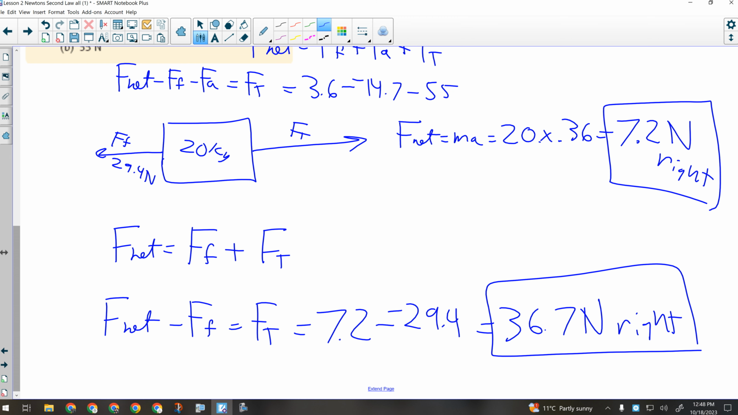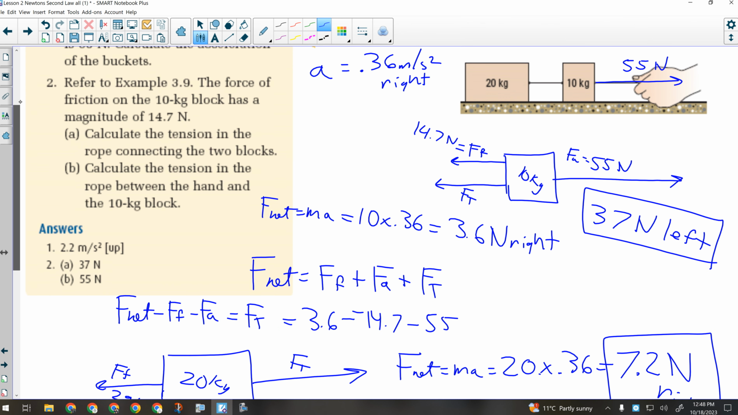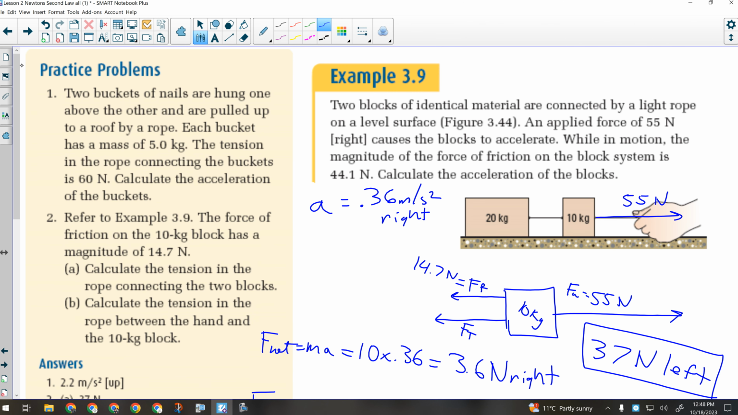All right, questions on that one? That's tricky. Okay? Again, not mathematically tricky, but contextually tricky, intuitively tricky. All right. Try number 1. It's kind of an elevator. Kind of. But it's also a system.